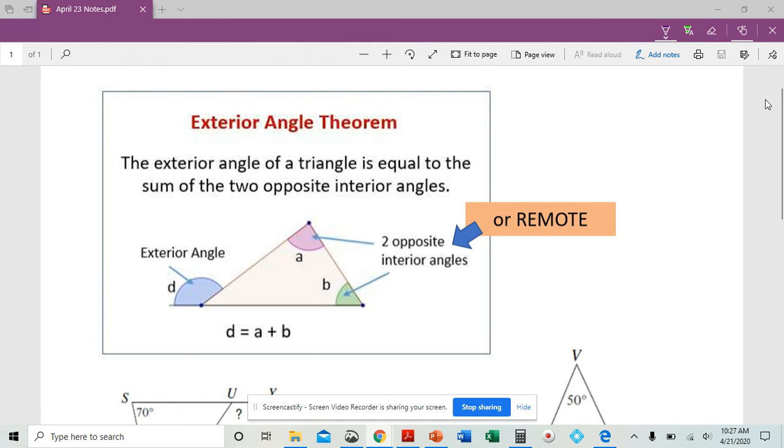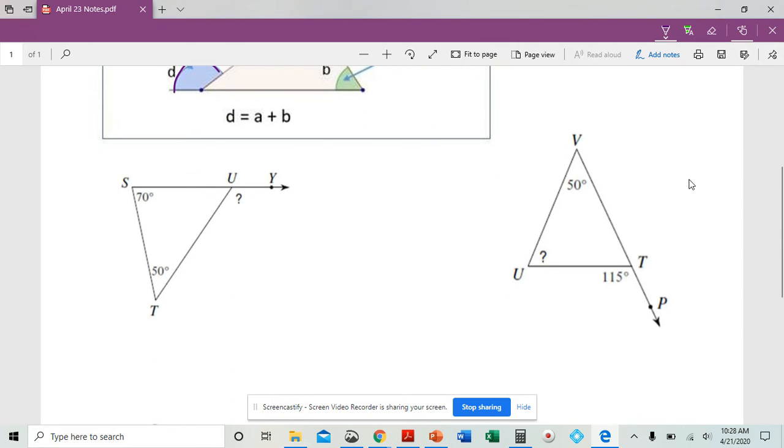This theorem says that the exterior angle of a triangle is equal to the sum of the two opposite interior angles. Another word for the opposite interior angles are the remote angles. Those mean the angles that don't touch the exterior angle. So in this example right here, we've got this exterior angle here as D. This means that we're going to add up A and B, the opposite angles, and that's going to equal the exterior angle D. So let's go through a few examples.